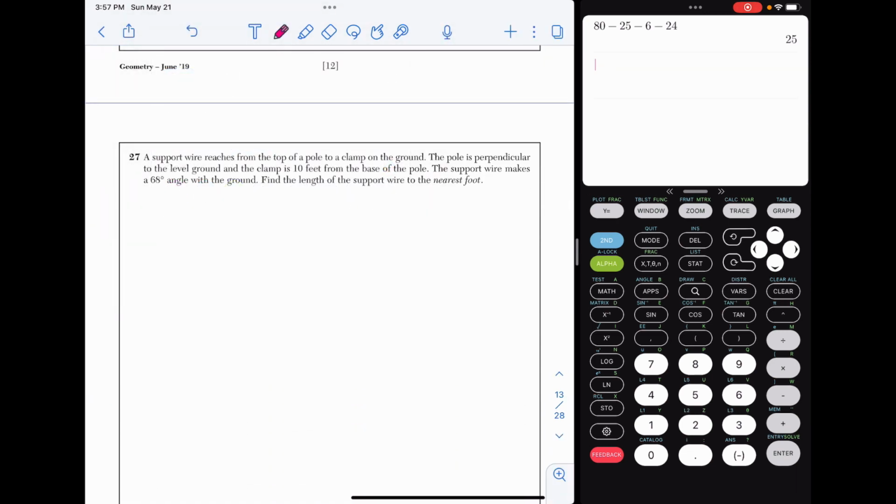27, a support wire reaches from the top of a pole to a clamp on the ground. The pole is perpendicular to the level ground and the clamp is 10 feet from the base of the pole. Any of these questions, we saw a ladder one earlier in this exam, a wire. These are all right triangle trig questions. So I'm going to start by drawing a right triangle.